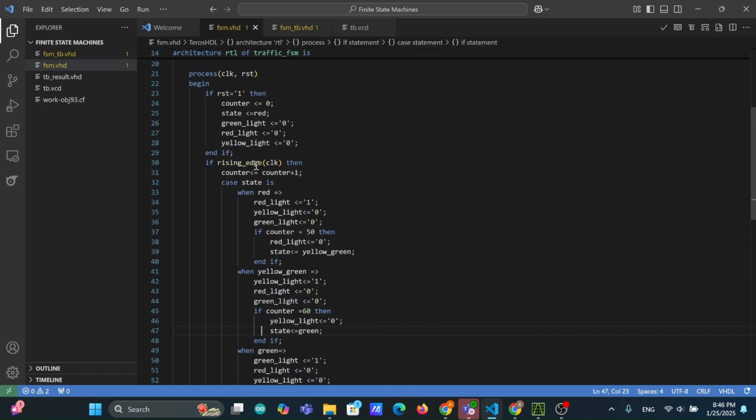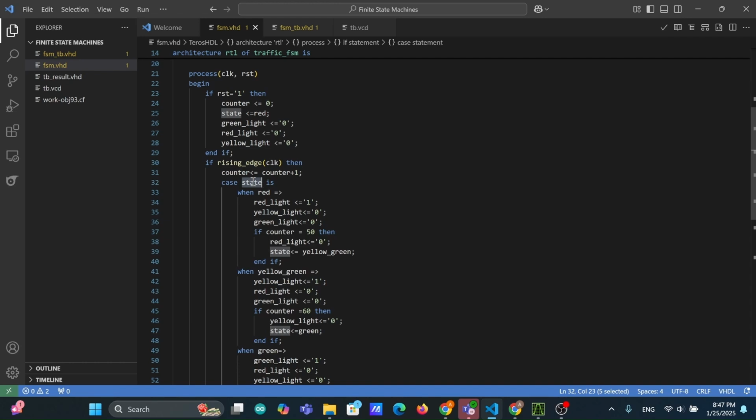Otherwise, if there is a rising edge in the clock, then the counter would increment by 1. So every rising edge, we would see the counter incrementing. Okay, now here is where the finite state machine starts to begin. To design the finite state machines, we use case when statements, where we observe the case of the state, and when the state is at a certain value, certain things happen.